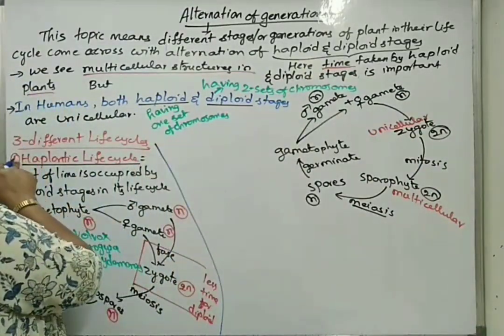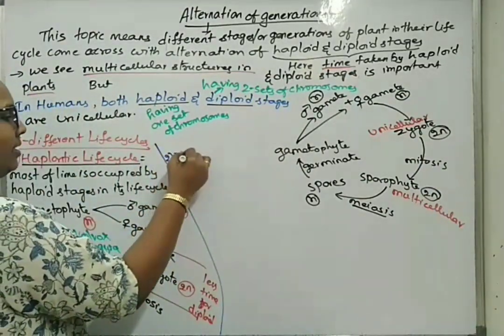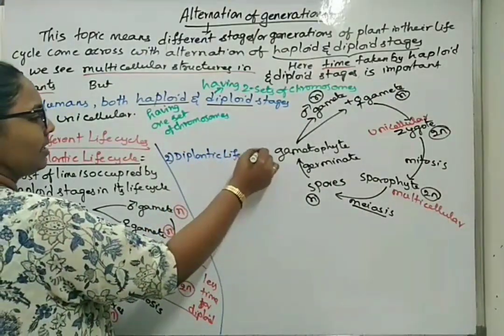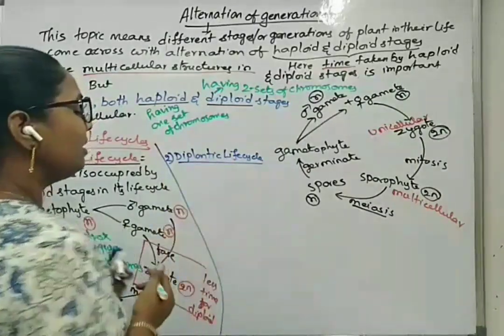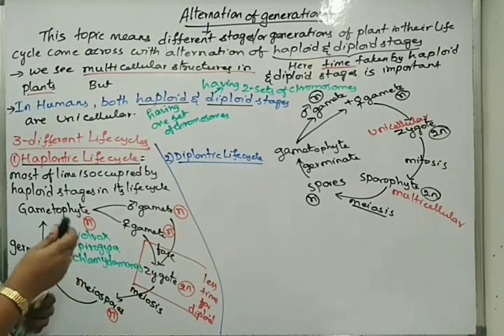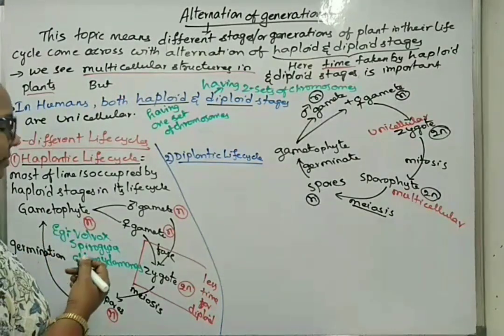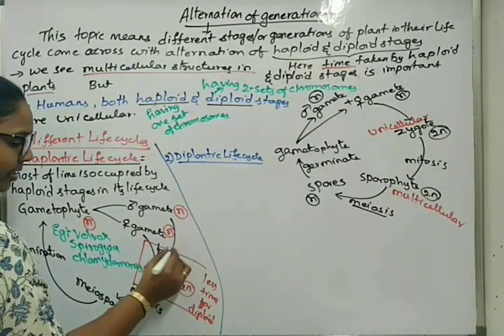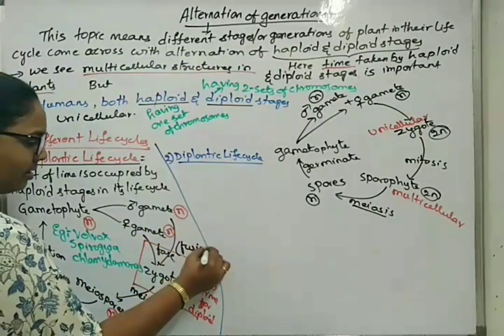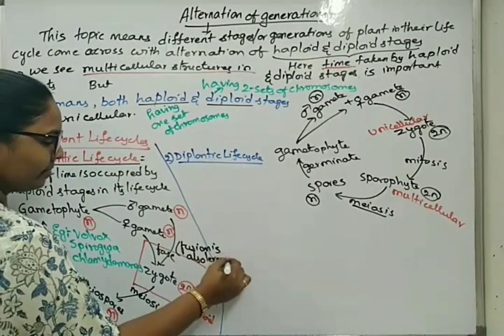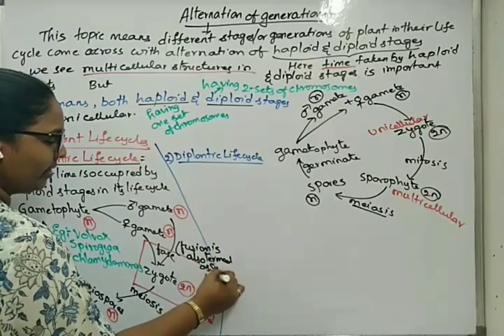So, out of three, we have finished one. The second one is the diplontic life cycle. It means most of the stages in the total life cycle are occupied by diploid stages. Now, the fusion of the male and female gametes in plants is also termed syngamy.